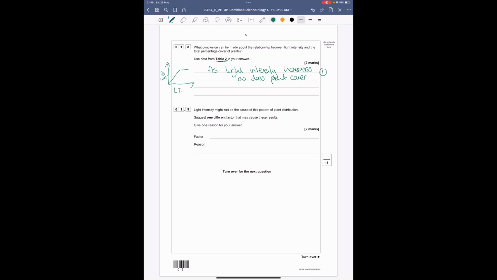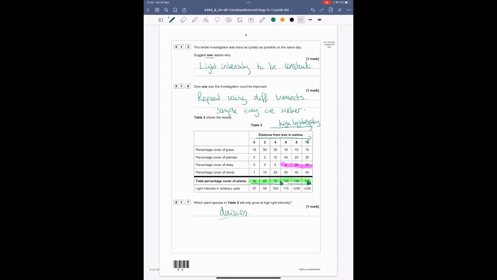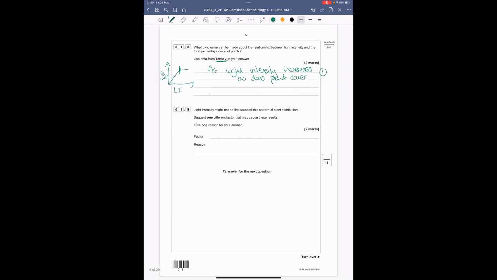Now that would be enough to get you 1 mark, but then we need to link in some data. So we can say the point at which it flattens off. And if we look back at the data, well, it reaches 100% at 6 metres. It reaches 100% and levels off. So we've described the pattern in the table and we've used some data from it to support the answer.